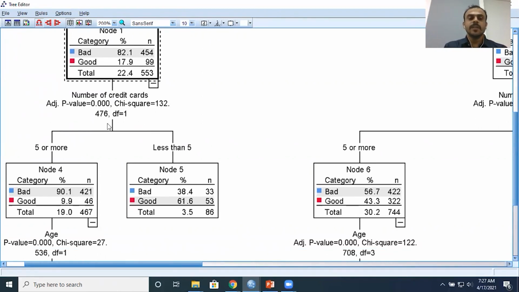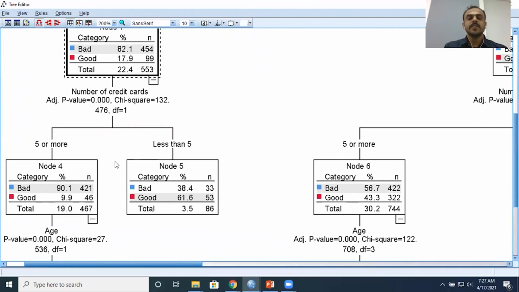If you look at this, there is a bifurcation here. It has made two different groups. One group comprises those people who have 5 or more credit cards. The second group consists of those people who have less than 5 credit cards. So if a person belongs to the low income class, and please look at the split on the right side, and he has less than 5 credit cards, the majority category here is good, right? 61% of them happen to be good.